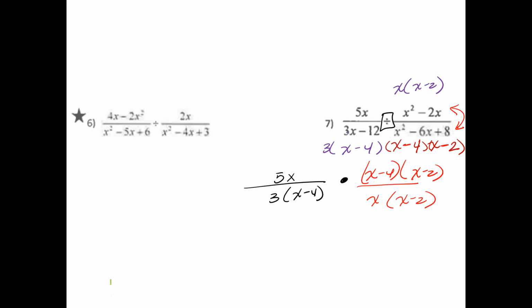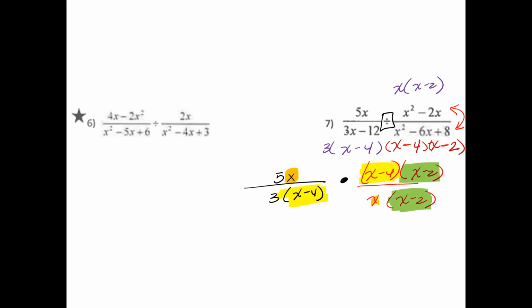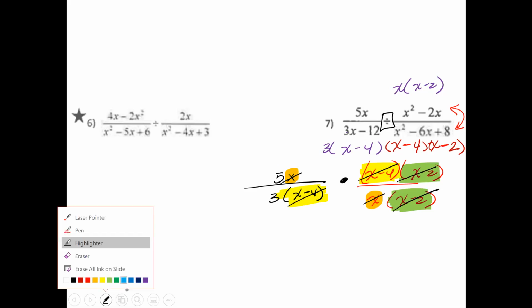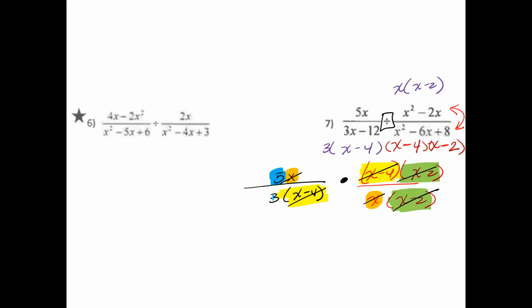Let's compare. What can you cancel? X minus 2 are exactly the same. X minus 4 is exactly the same, top and bottom. And there's one more. Do you see the x right there? They're exactly the same. So the ones I highlighted, you're just gonna cross them out because they just literally cancel each other out. And in blue, what's left? Five is left. The 3 is left. And yeah, that's your answer, 5 over 3, because everything else cancels out.